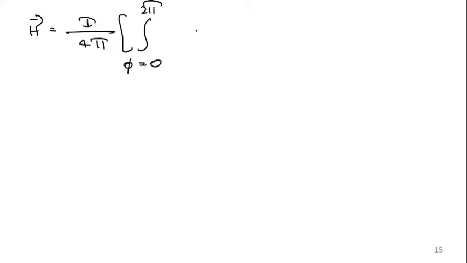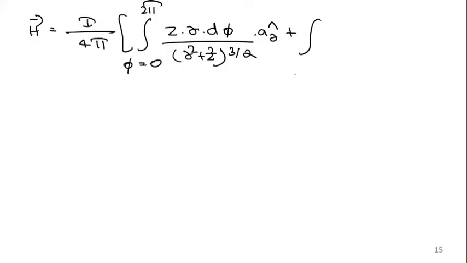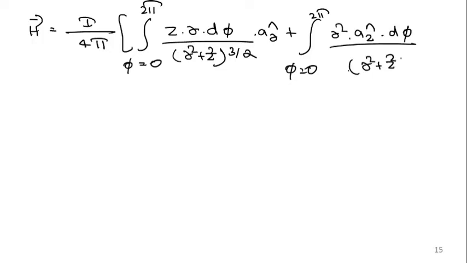Now we will integrate and give the limits. That is, H is equal to I by 4 pi, integral phi equal to 0 to 2 pi of Z into R into d phi. We are just splitting the denominator. R square plus Z square, the whole raised to 3 by 2, into aR, plus integral phi equal to 0 to 2 pi of R square aZ into d phi over R square plus Z square, the whole raised to 3 by 2.